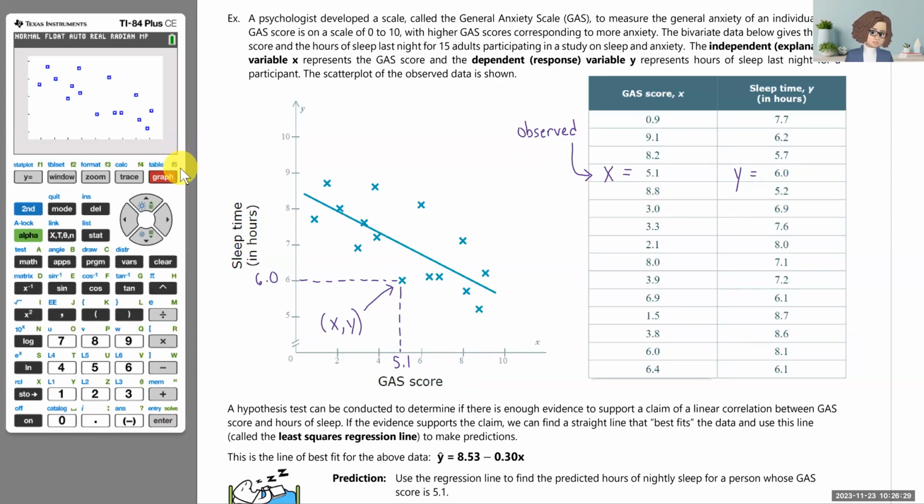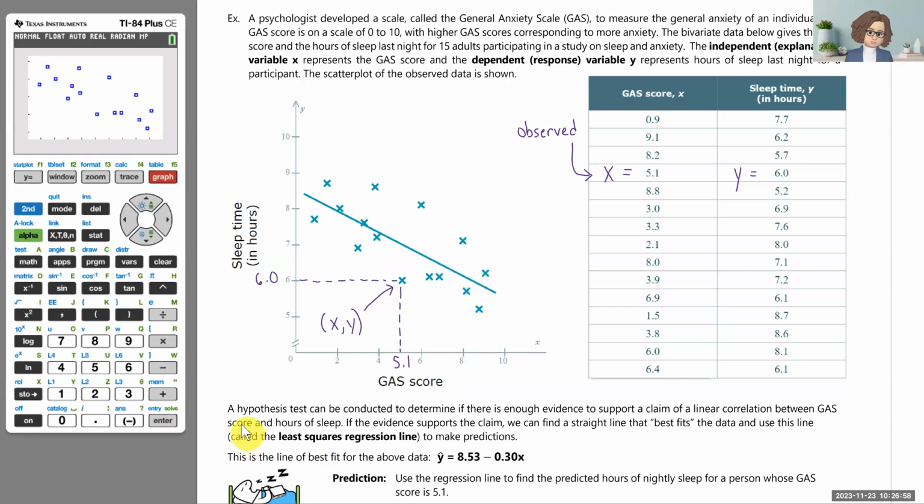So we have some data. We're wondering if there's a relationship between the variables. We graph that data and then decide if we think there is a linear trend, sort of a straight line trend. So it's not looking perfect, but there does seem to be a downward pattern here, whereas GAS scores go up, hours of sleep tend to be going down.